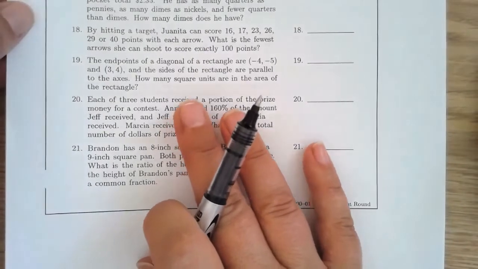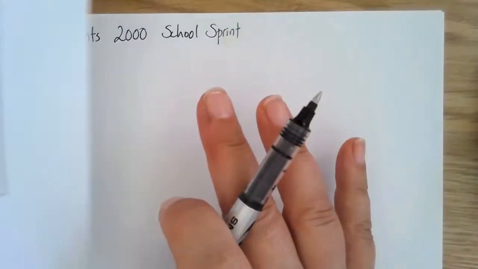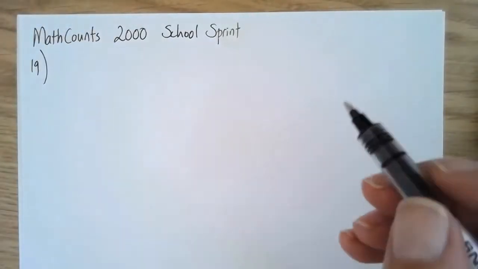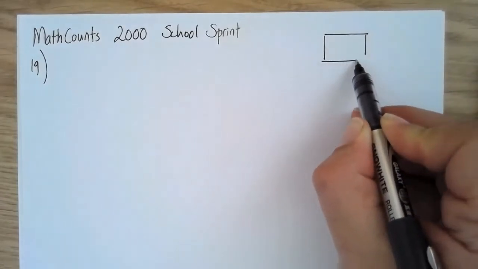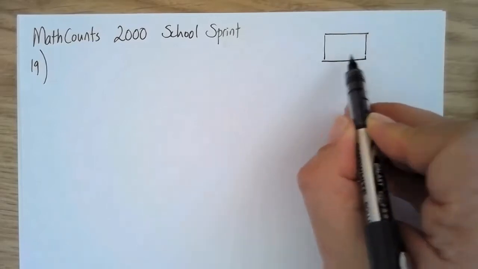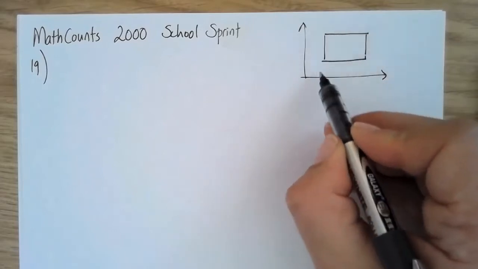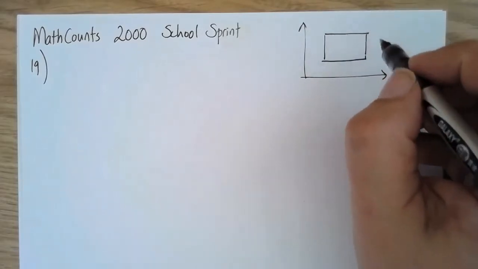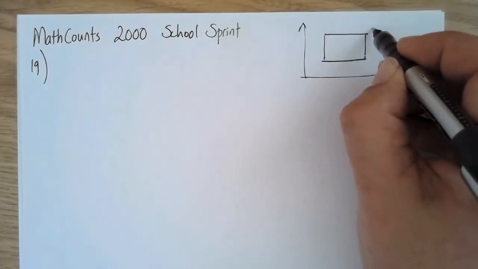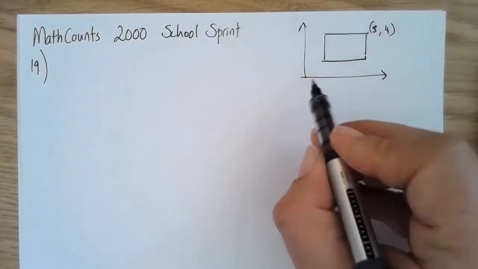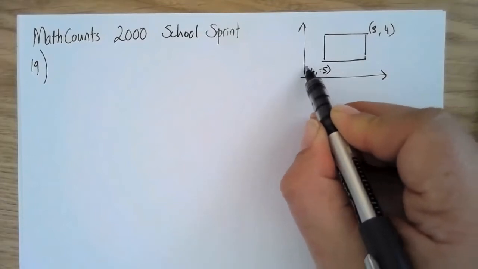If you can sketch, and sketching is a really important part of math, it really helps me understand what's happening. Let's think about the fact that the sides are parallel to the axes, so we're looking at it straight on. I've not drawn it well on the axes, but we know this point is (3, 4) up here, and this one is (-4, -5) just here.